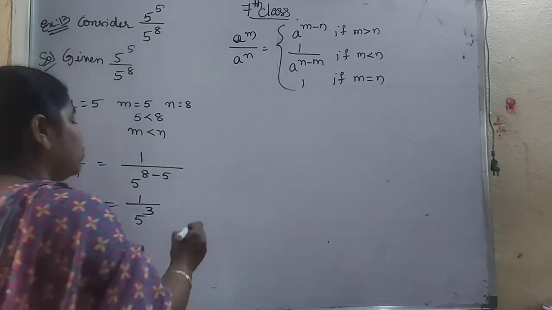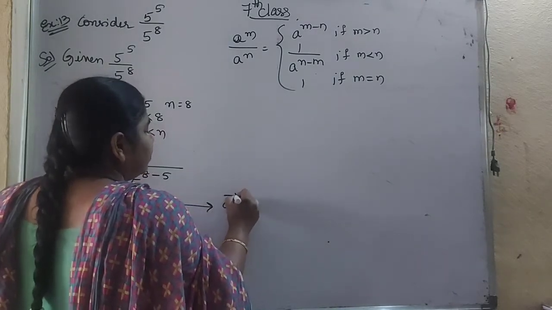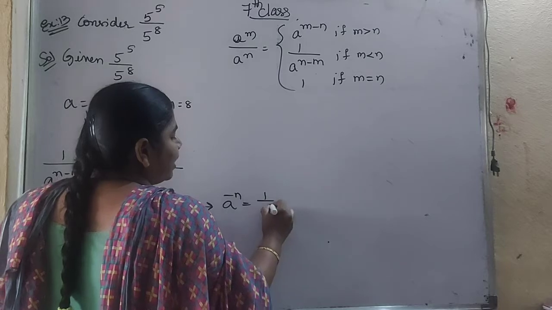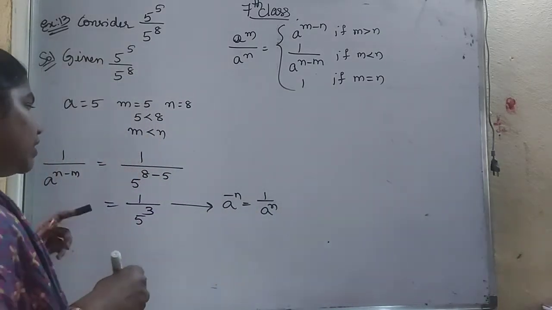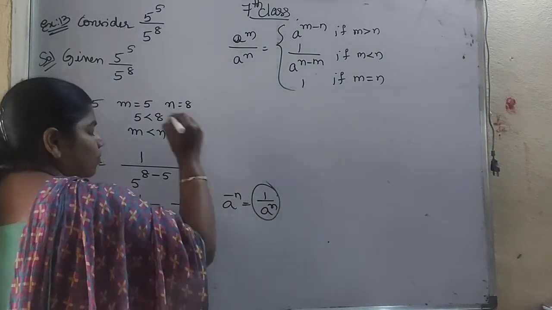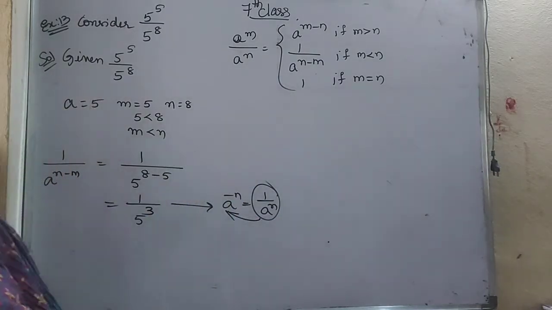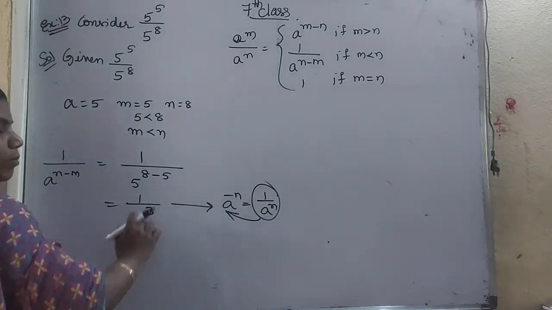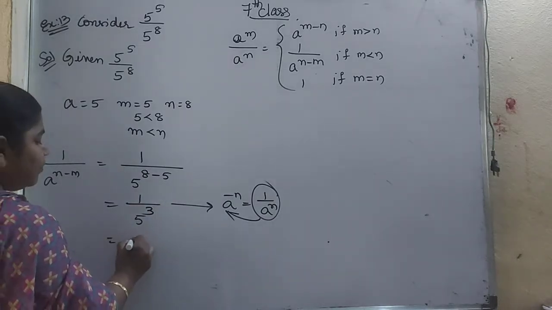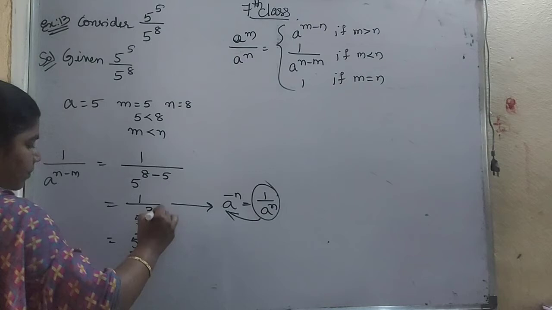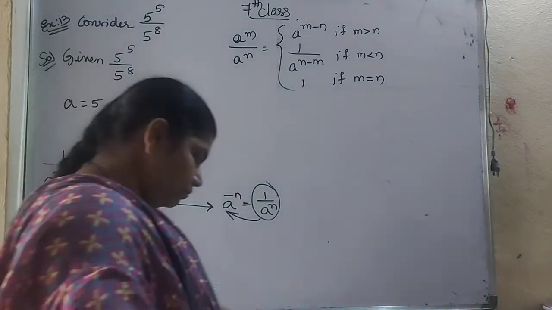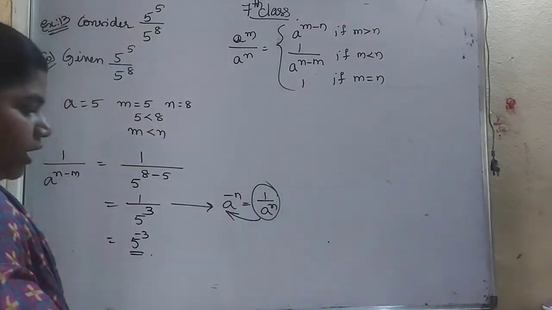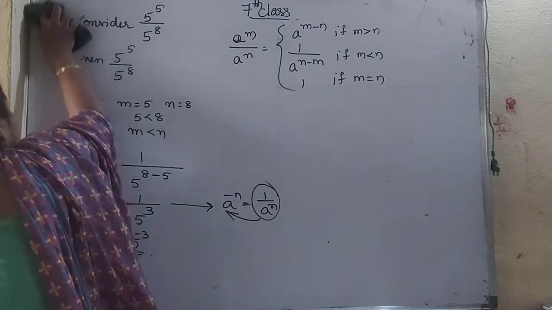If you want, you can convert this again by using the condition A power minus N is equal to 1 by A power N. So this law of exponent is also there. They have given it in this form, and now we have to convert to this form. So we can write 1 by 5 power 3 as 5 power minus 3. So this is our example number 13. Next is the 14th example.